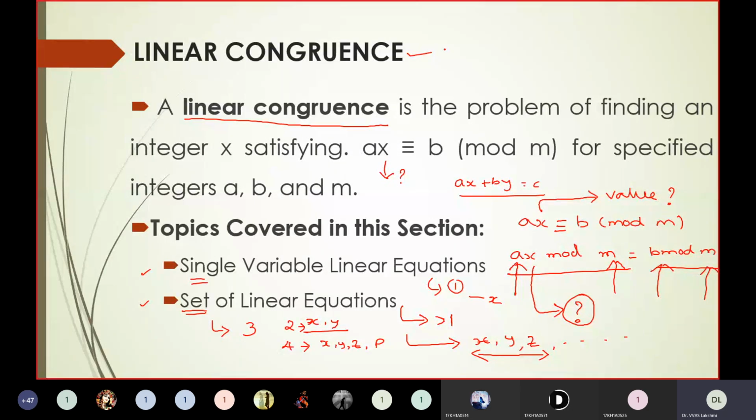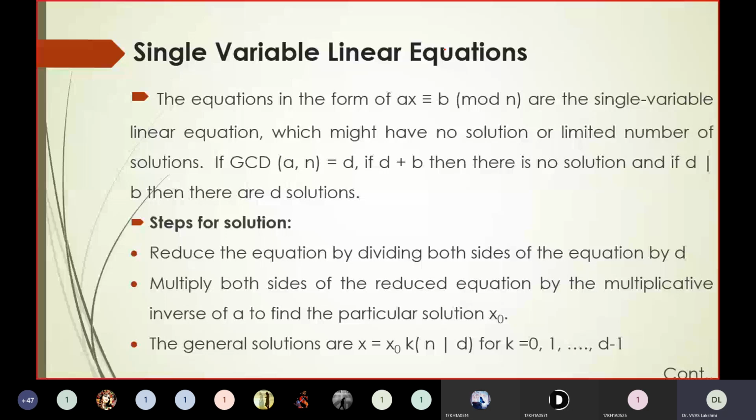So here, single variable linear equations. This is the first one: general and possible solutions of LDE. Here we are going to calculate, this is the format of a linear equation. Here we are going to find the x value.